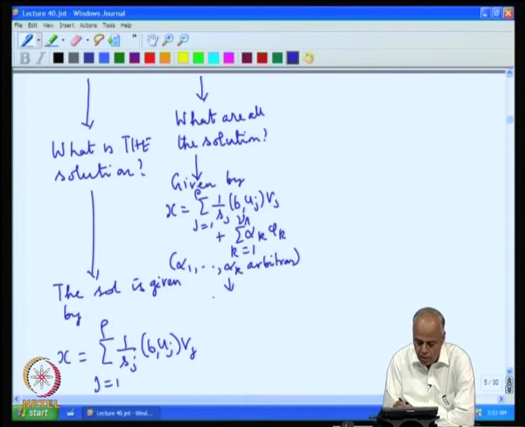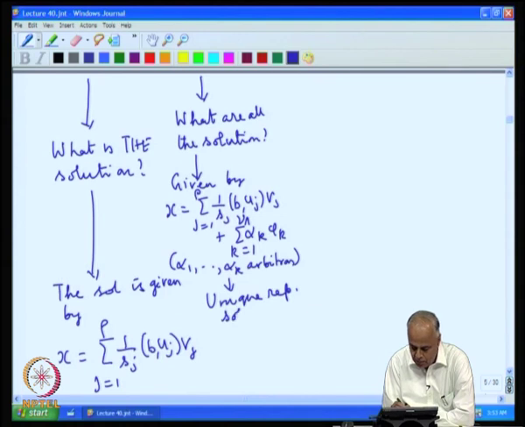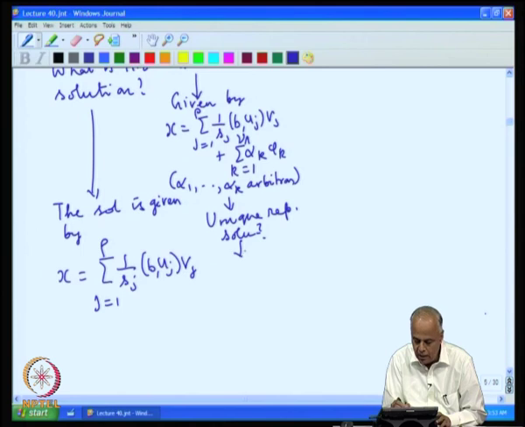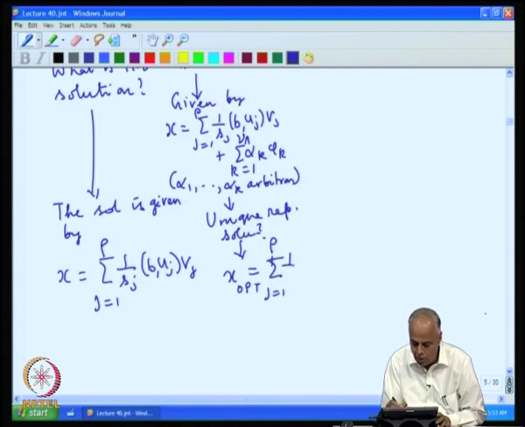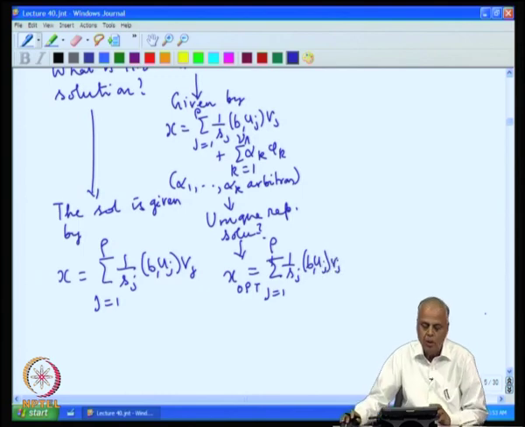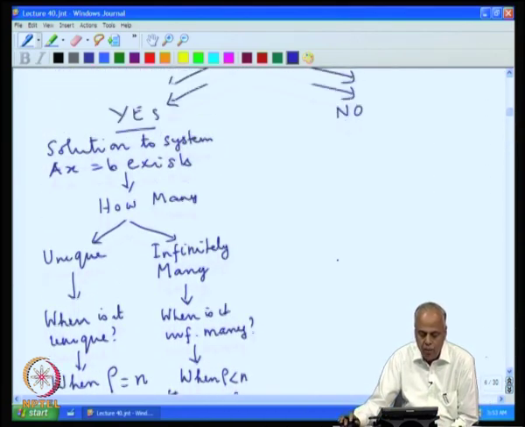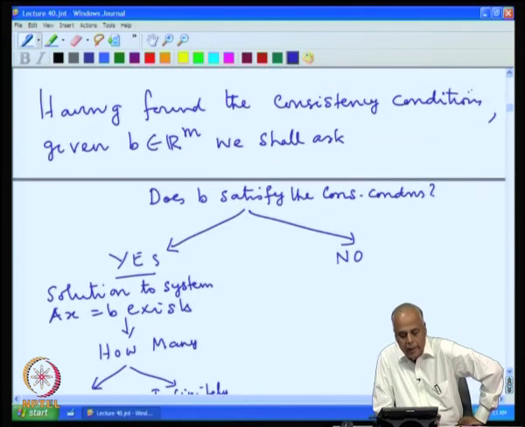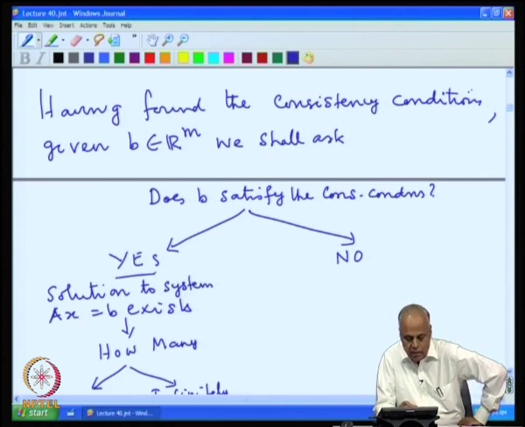Then we asked for a unique representative solution. Is there anything like that? And we found that that is given by x optimal, which is summation j equal to 1 to rho, 1 by S j b u j v j. So, thus we have all the answers to all the questions in the case B satisfies the consistency conditions.